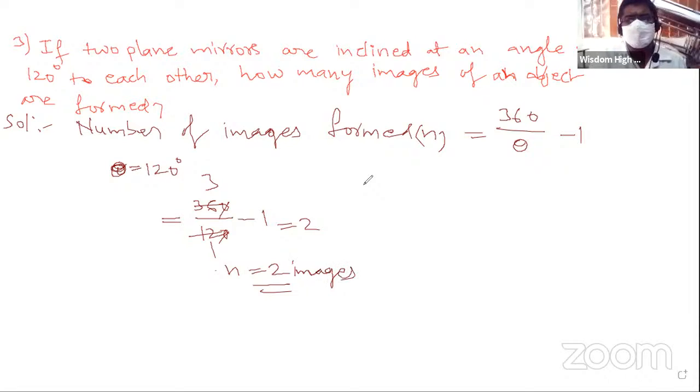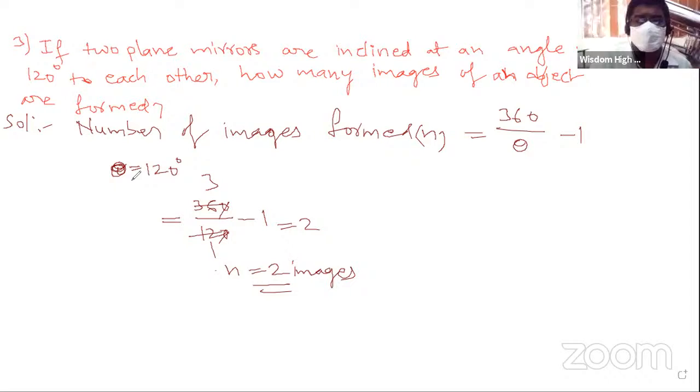Very simple. Here two plane mirrors are placed at an angle of 120 degrees. When we place an object in front of the two mirrors, how many images are formed? That is the problem.